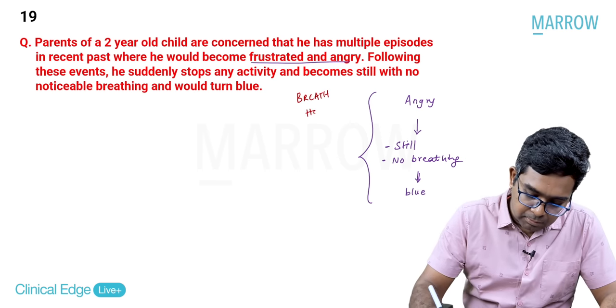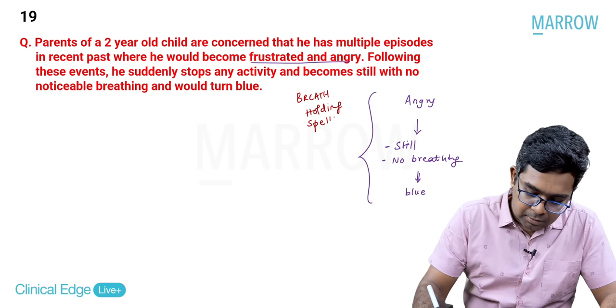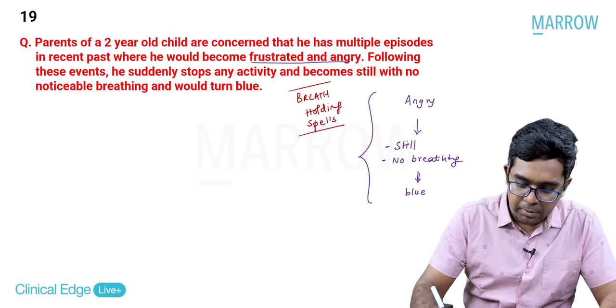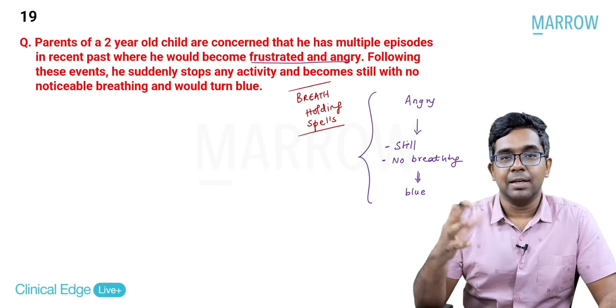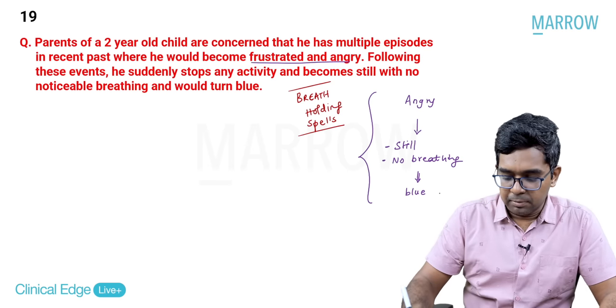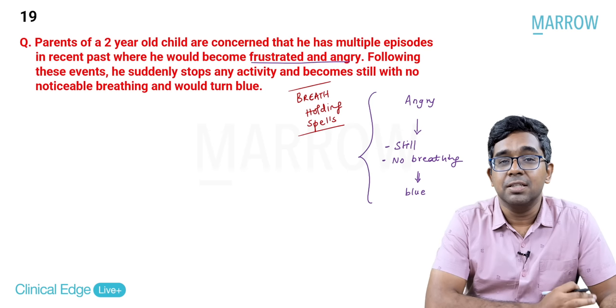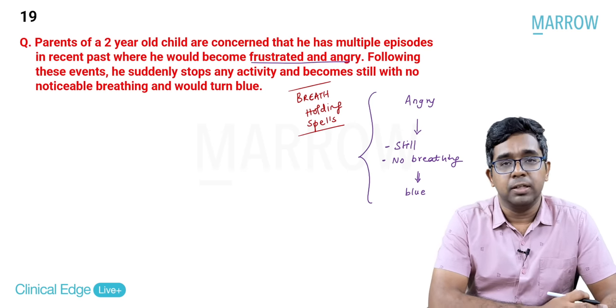Something called as breath holding spells, wherein child is holding the breath, following an initial event like angriness or crying or frustration like that. And after that, child becomes completely bluish in color. This is the typical sequence of event which is described in breath holding spell.